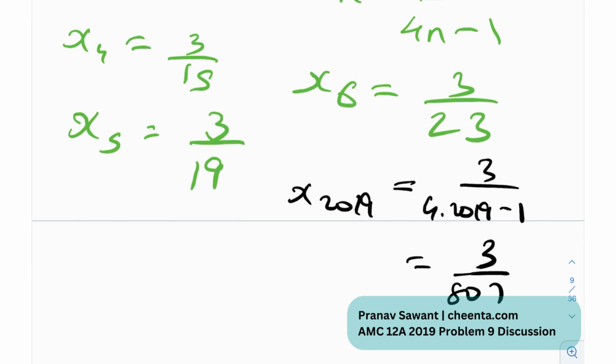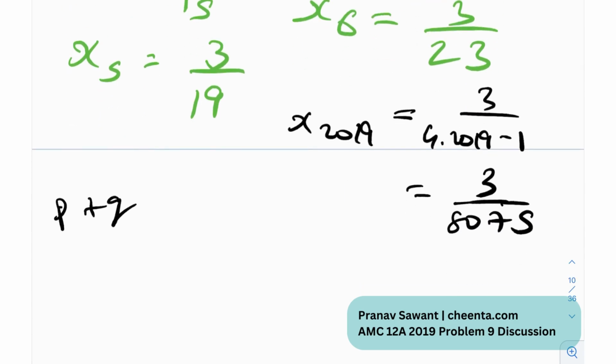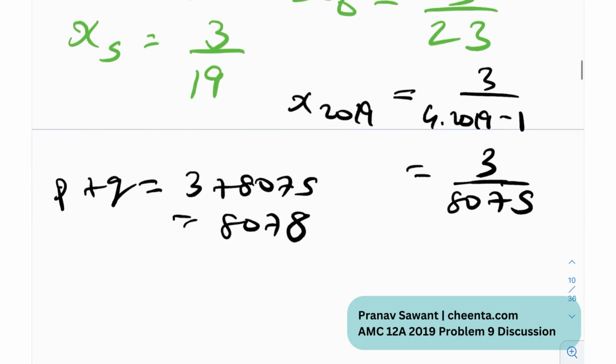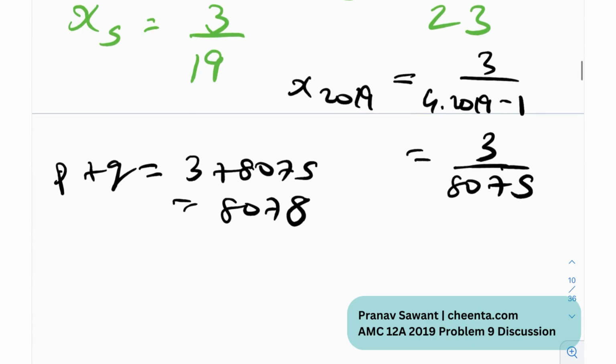This will be 8075, right? So p plus q would be nothing but 3 plus 8075, which is 8078. Now, yes, the AMC has 4 options on it, so you can just take this and move forward. It's a time-bound exam. You need to take into consideration that as well.